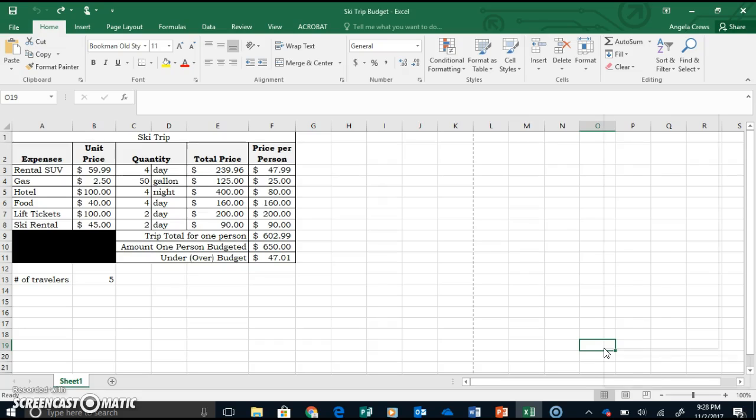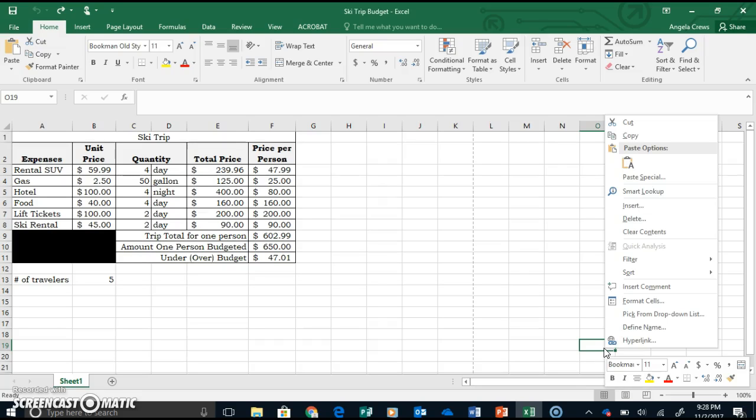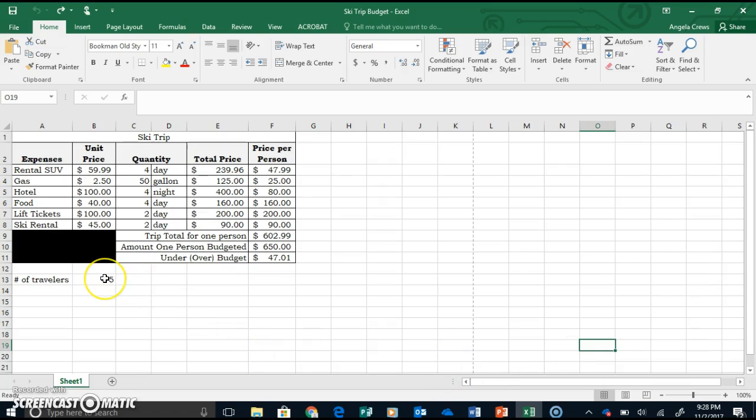Okay. What if one of the travelers bailed? Means at the last minute they can no longer go. How much would it cost for one person to go on this trip with only 4 travelers? So all you should have to do here, because you've done formulas, is change this to 4. And now you know.